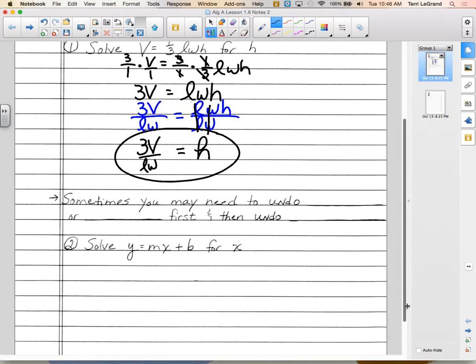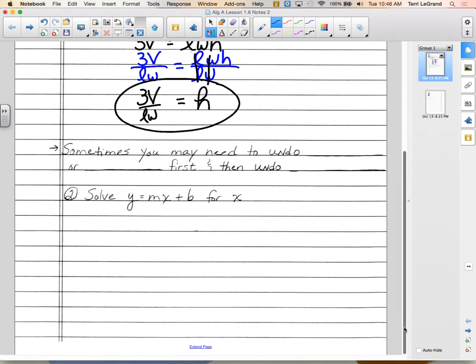Okay, then let's move on to, I say sometimes you may need to undo addition or subtraction first. We didn't have any addition or subtraction in that last one, so we didn't have to worry about undoing it. But if there is addition or subtraction in the problem, sometimes you want to take care of that first and then undo the multiplication. And typically it'll be multiplication that you'll be undoing, but we could say multiplication or division. Let's just put that underneath, just in case there is. Okay?